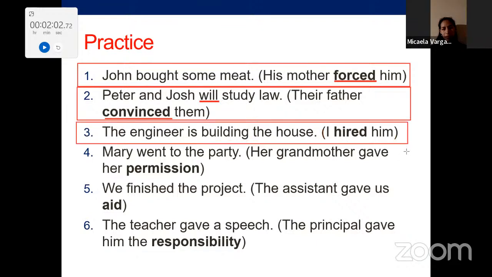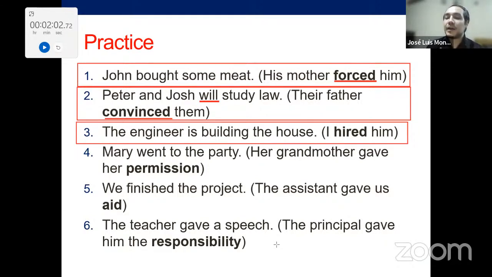Number 3, let's try this one with you, Lucia. What do you say about number 3? The engineer and I here to help build. Yes, sorry. You need to think of who is causing who to do what.